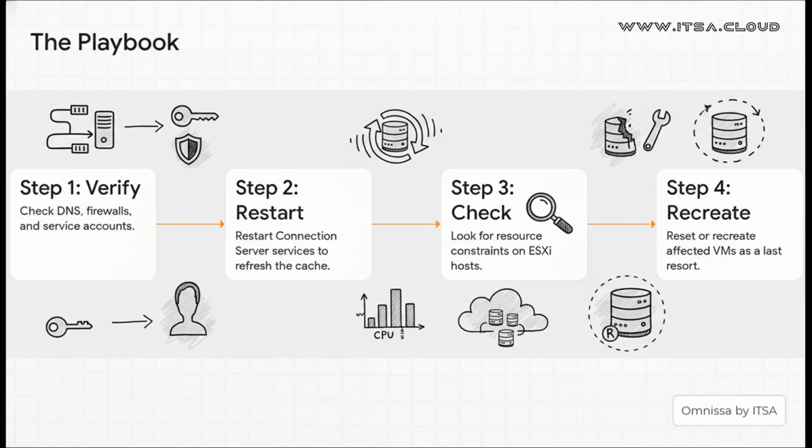Step 2. You know it, the classic turn it off and on again. Restarting the Horizon connection server services forces that internal cache to refresh, and it can often fix the problem instantly. Step 3. Check your hosts. Is one of your ESXi hosts totally out of CPU or memory? If a host is struggling, its VMs are going to struggle too. And finally, step 4. If it's just 1 or 2 VMs giving you grief, sometimes the simplest solution is the best. Just reset or recreate it. It's often the fastest way to get your user working again.